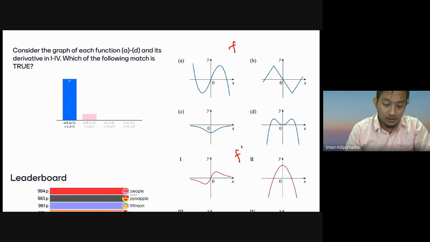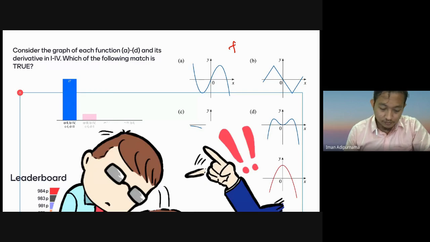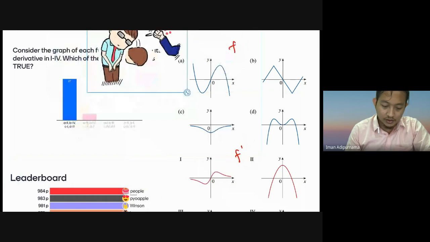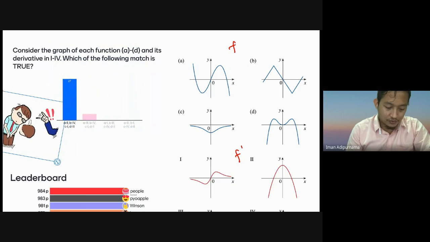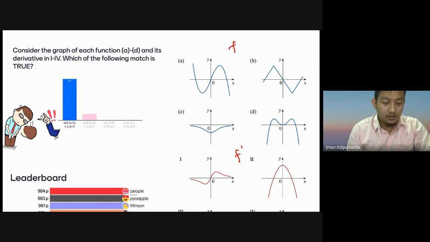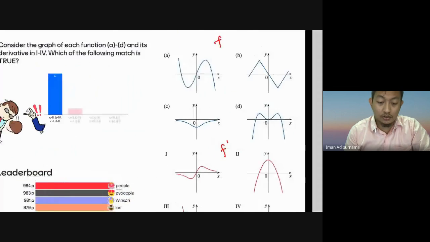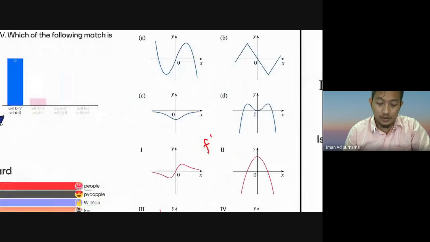But for the quiz itself, I do need to apologize because I forgot to check the time. It's not updated to the newest one. It's still 15 seconds. It should be around 40 to 50. So how do we match this function with the derivative?